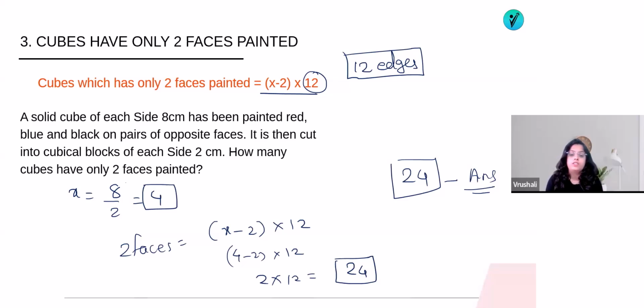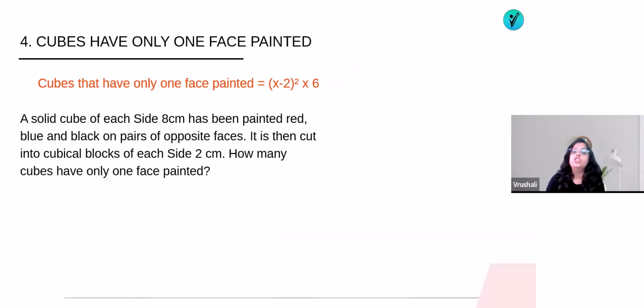They can ask you this question also. Because in the previous year paper, they had asked no face painted. So now they can ask you 3 faces painted, 2 faces painted, 1 face painted. These are the most expected questions. Now the next one is what? Cubes having only one face painted.